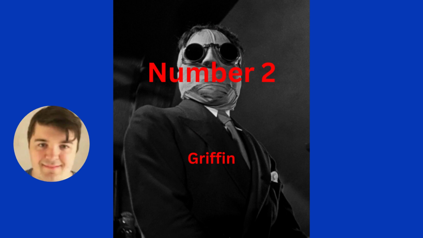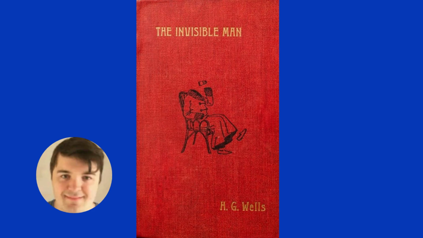Number 2, Griffin. Griffin is a character from H.G. Wells' 1897 book, The Invisible Man, and is the mysterious lead protagonist villain of one of the very first science fiction stories in history. In the book, Griffin is a reclusive and evil man who is attempting to turn himself invisible. However, after doing so, he quickly realizes that his new power is more of a curse than a blessing and attempts to reverse the process.